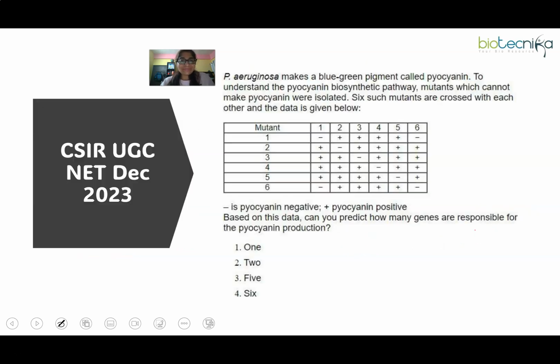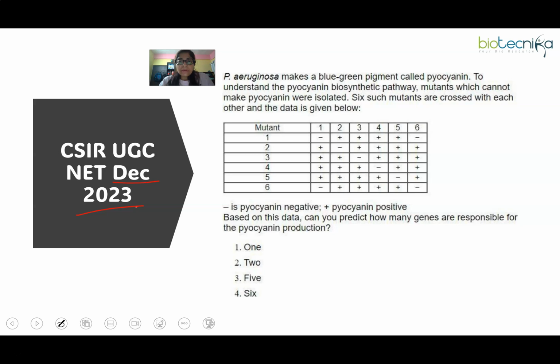Okay, now let's get back to our question. So, this was a question which was asked in this December exam, and a couple of years previous papers also, if you see, every session there has been a question like this related to complementation test. So, what is this question saying?